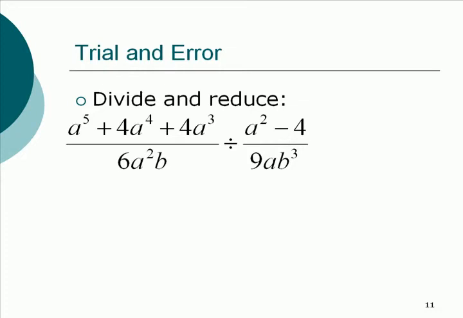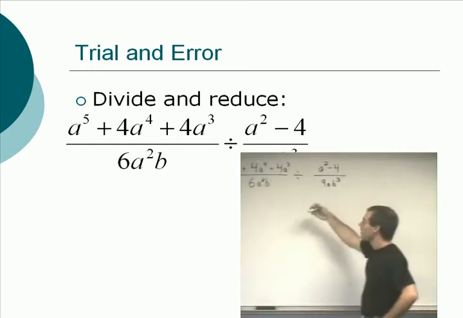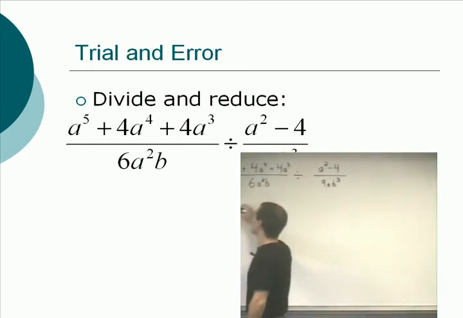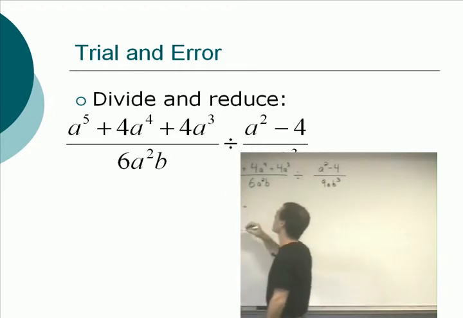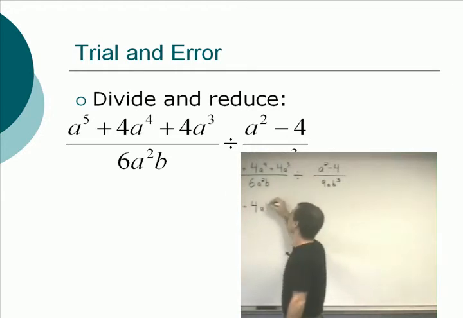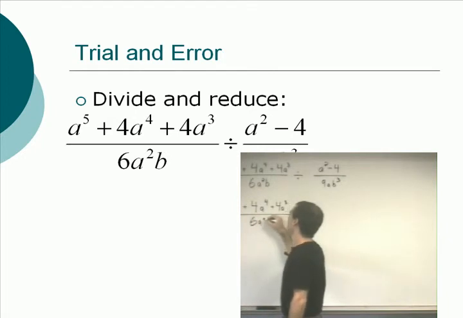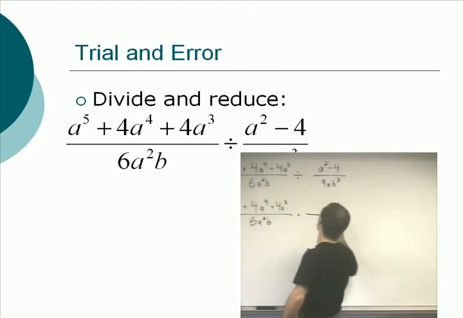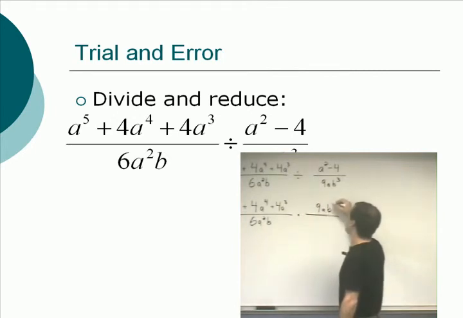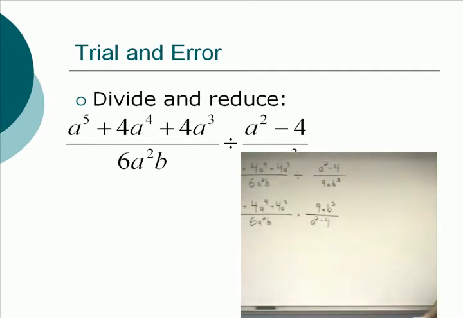Well, what we really should do first here is rewrite it as a multiplication problem, okay? So that we don't forget to flip this thing over. So let's rewrite it as a multiplication problem. We could factor it at the same time, and in reality that's a good idea, but just to make sure that we don't overlook anything, let's do them as separate steps. a to the 5th plus 4a to the 4th plus 4a cubed over 6a squared b times 9ab to the 3rd over a squared minus 4. Okay? Now we can factor away.